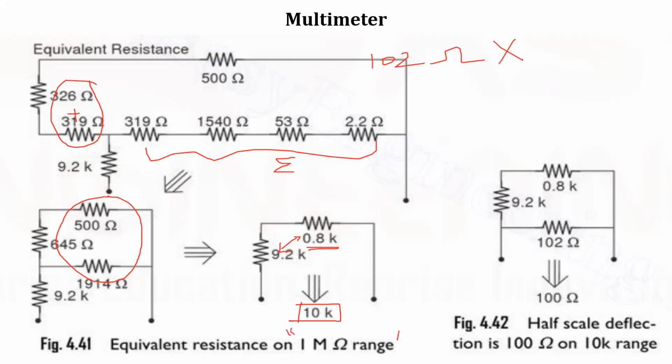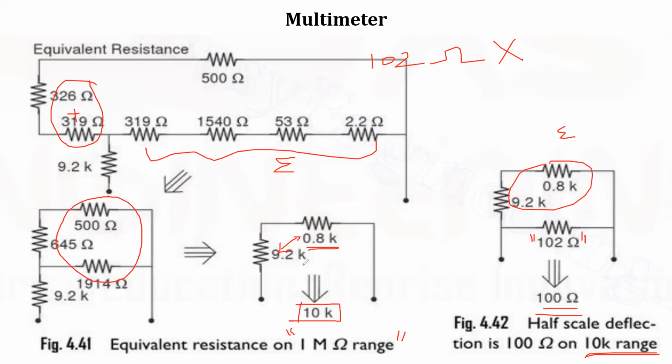Whereas in the range of 10k range, we are supposed to take this 102 ohm. Then this circuit will become like this: 9.2 kilo ohm, 0.8 kilo ohm. These two are in series, and these two are in summation part, and this is in parallel with one or two resistance. Then total it is approximately going to be 100 ohms like that. This is the half scale deflection, 100 ohm on 10k range.